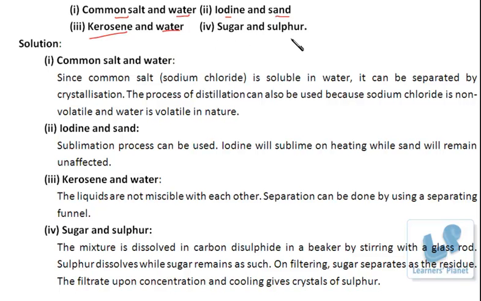Sugar and sulfur: sulfur dissolves in carbon disulfide. Sulfur can be obtained by evaporation and sugar remains as such, so sugar can be separated by filtration. That is, both sugar and sulfur are put in carbon disulfide in a beaker and stirred with a glass rod. Sulfur dissolves while sugar remains as such. On filtering, sugar separates as a residue. The filtrate upon concentration and cooling gives sulfur.